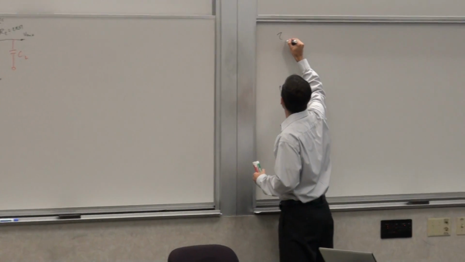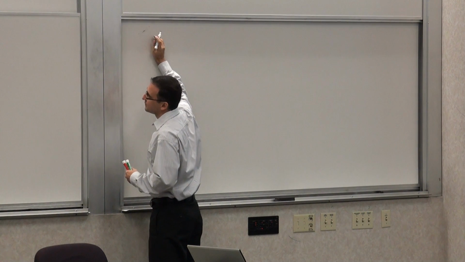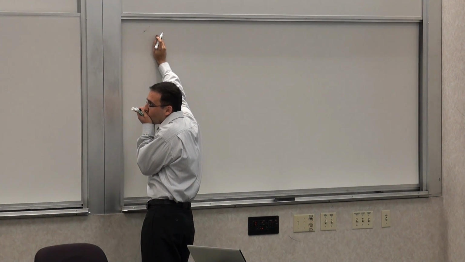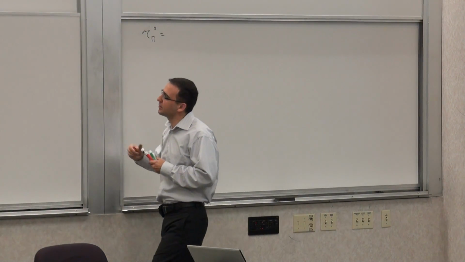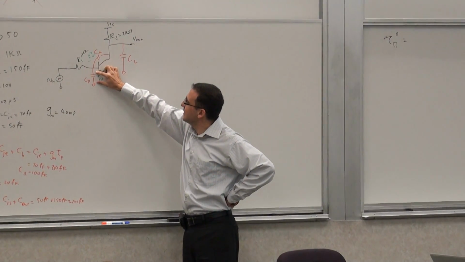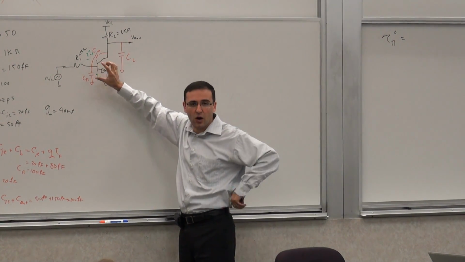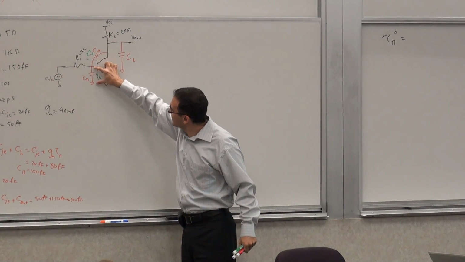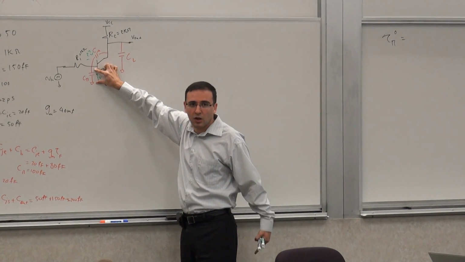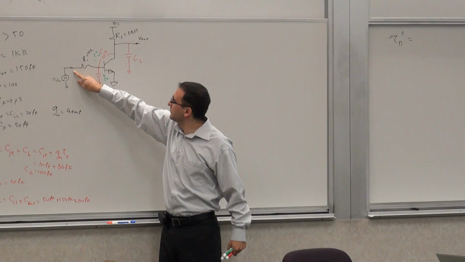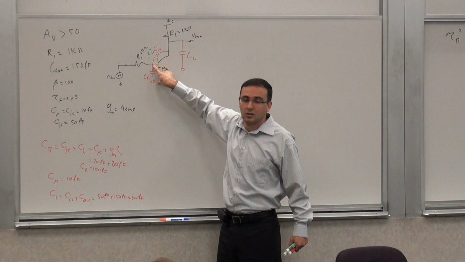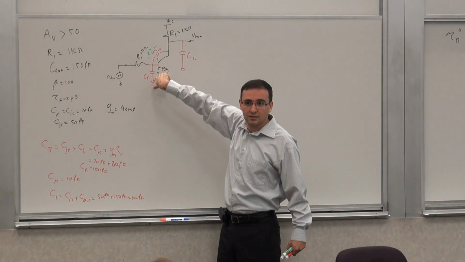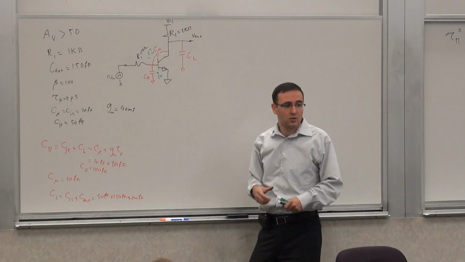So let's call this tau pi 0. To determine tau pi 0, what do I need to do? I need to find the resistance seen by this capacitor. You see all of them are low frequency calculations, right? What is the resistance seen by C pi when all the other capacitors and all the sources are zeroed? This is shorted to ground, fine. These are not there. So what is the resistance you see from this node to ground? Looking here, you see R pi. Looking this way, what do you see? R1. So it's R1 parallel R pi.